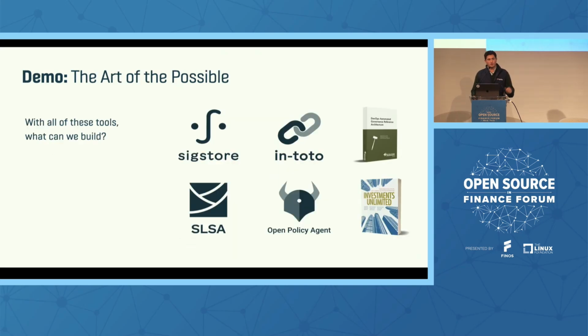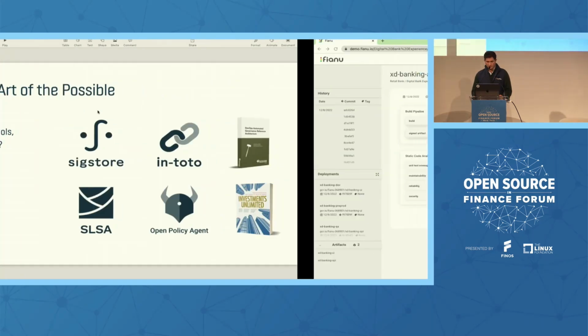And so the demo that I want to show you real quick is the art of the possible. At Fianu, we've been working on, as I mentioned, a product for automated governance. And we want to show you what we're working on, hopefully to give you ideas of what you can be working on with some of these pieces that are out there in the open source community. So with all of these tools, what can we build?